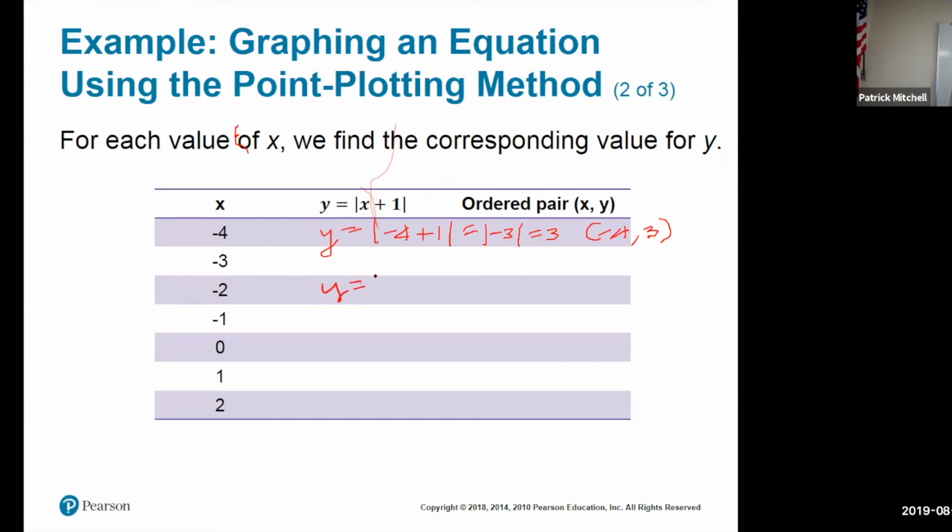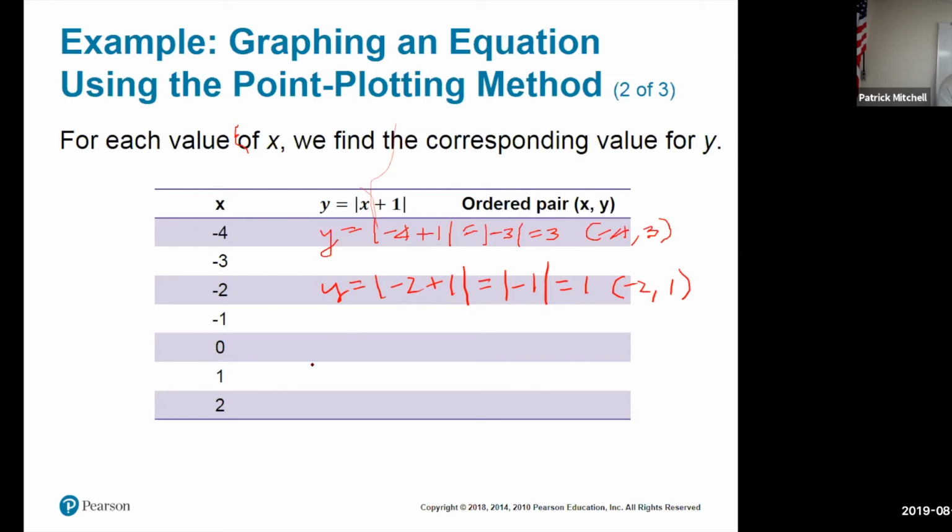Okay, y equals the absolute value of -2 plus 1. -2 plus 1 is -1. The absolute value of -1 is 1. So the ordered pair that goes with that is -2, comma 1. Okay. And like I said, on the next slide, I've got this all filled in.